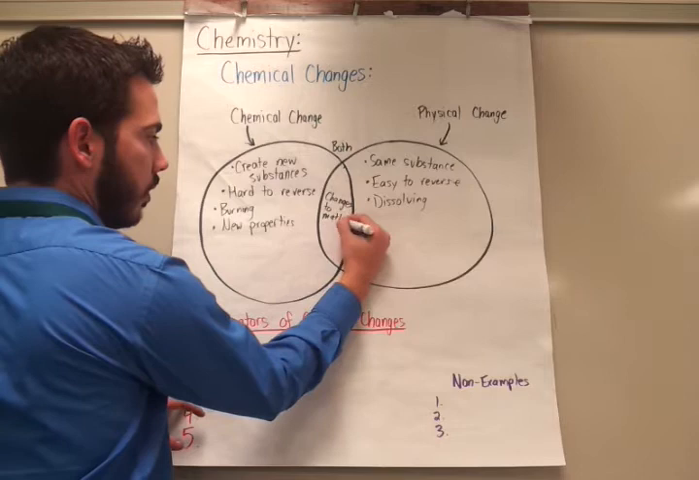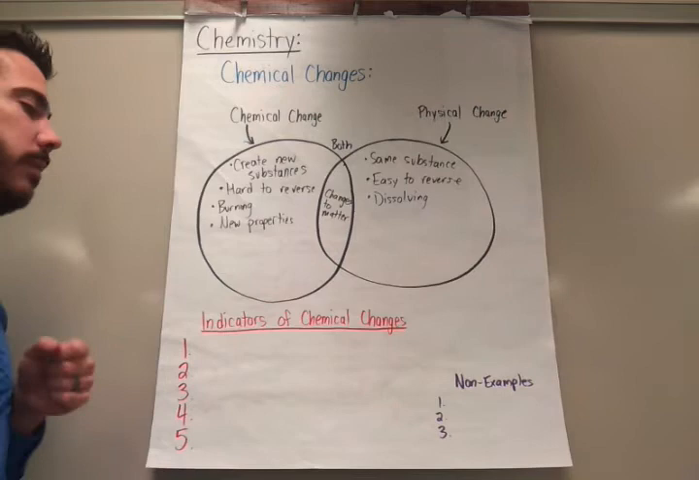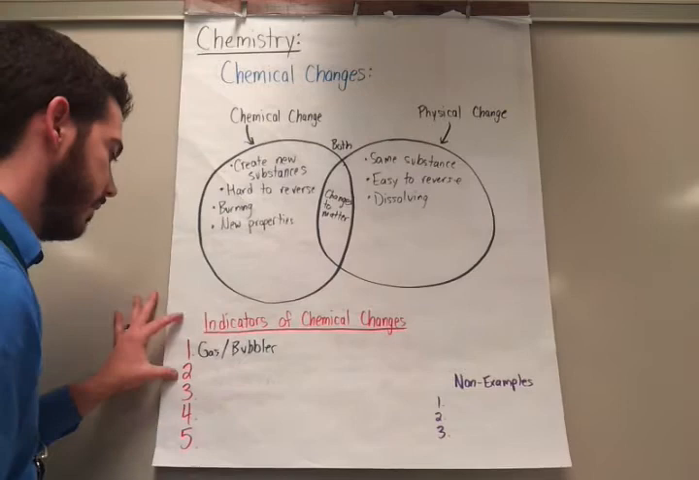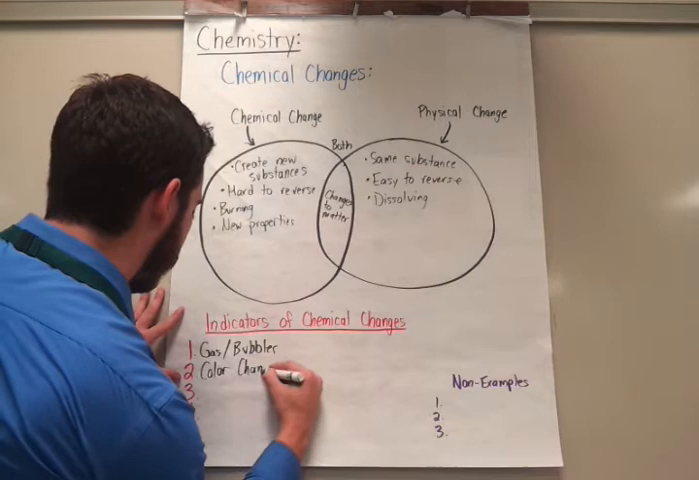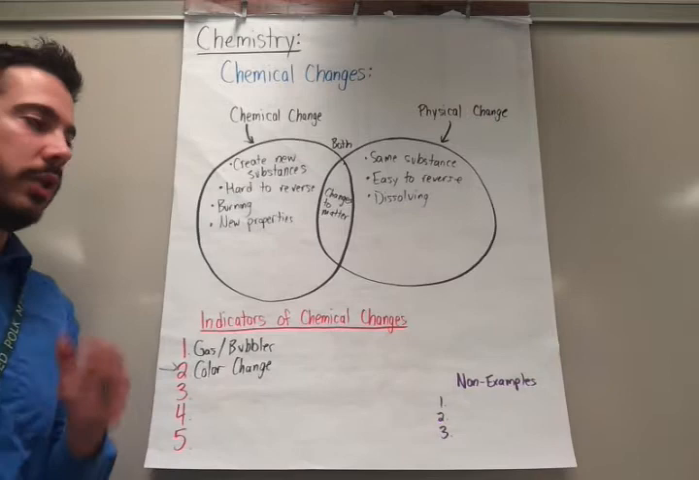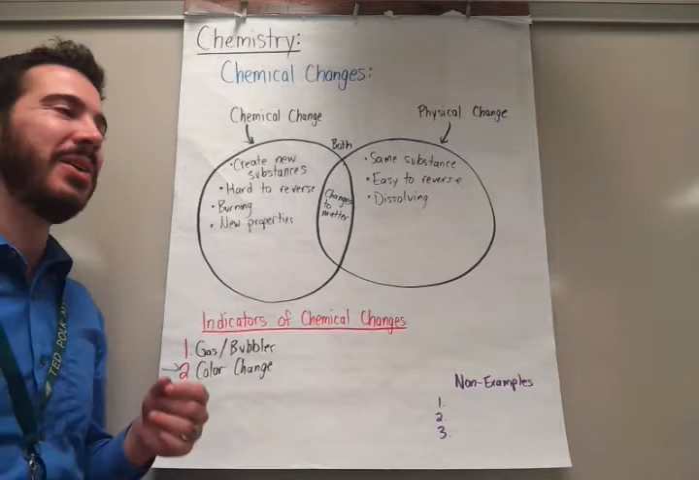Indicators of a chemical change. If I combine two substances, how do I know if a chemical change has occurred? Number one, production of a gas or bubbles. Like in the case of vinegar and baking soda, you'll see bubbles, obviously. Number two would be color change, and we're talking about an unexpected color change. So if you combine two clear liquids and it turns purple, you don't expect that to happen. That would be evidence of a chemical change. If you combine red and blue, you expect it to turn purple, so that may not be a good indicator in that example.